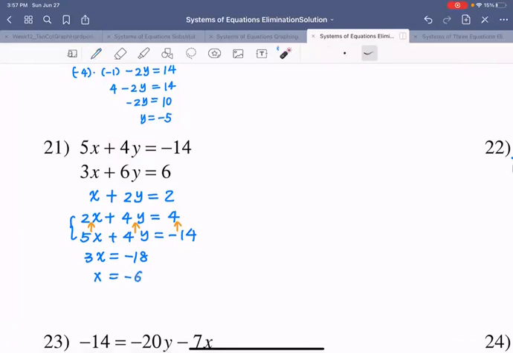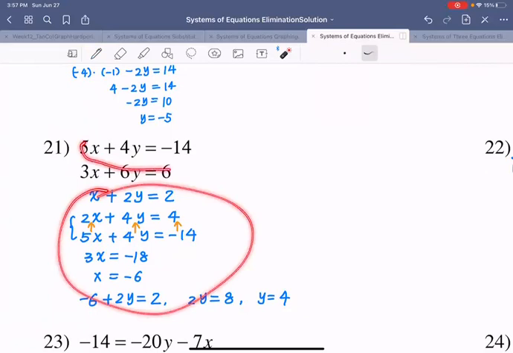Next step. Or you can plug in: 2y minus 6 equals 2. So negative 6 plus 2y equals 2, right? Yeah. 2y equals negative 4. Or no, 8, sorry, 8. y equals 4. Correct? Yeah.